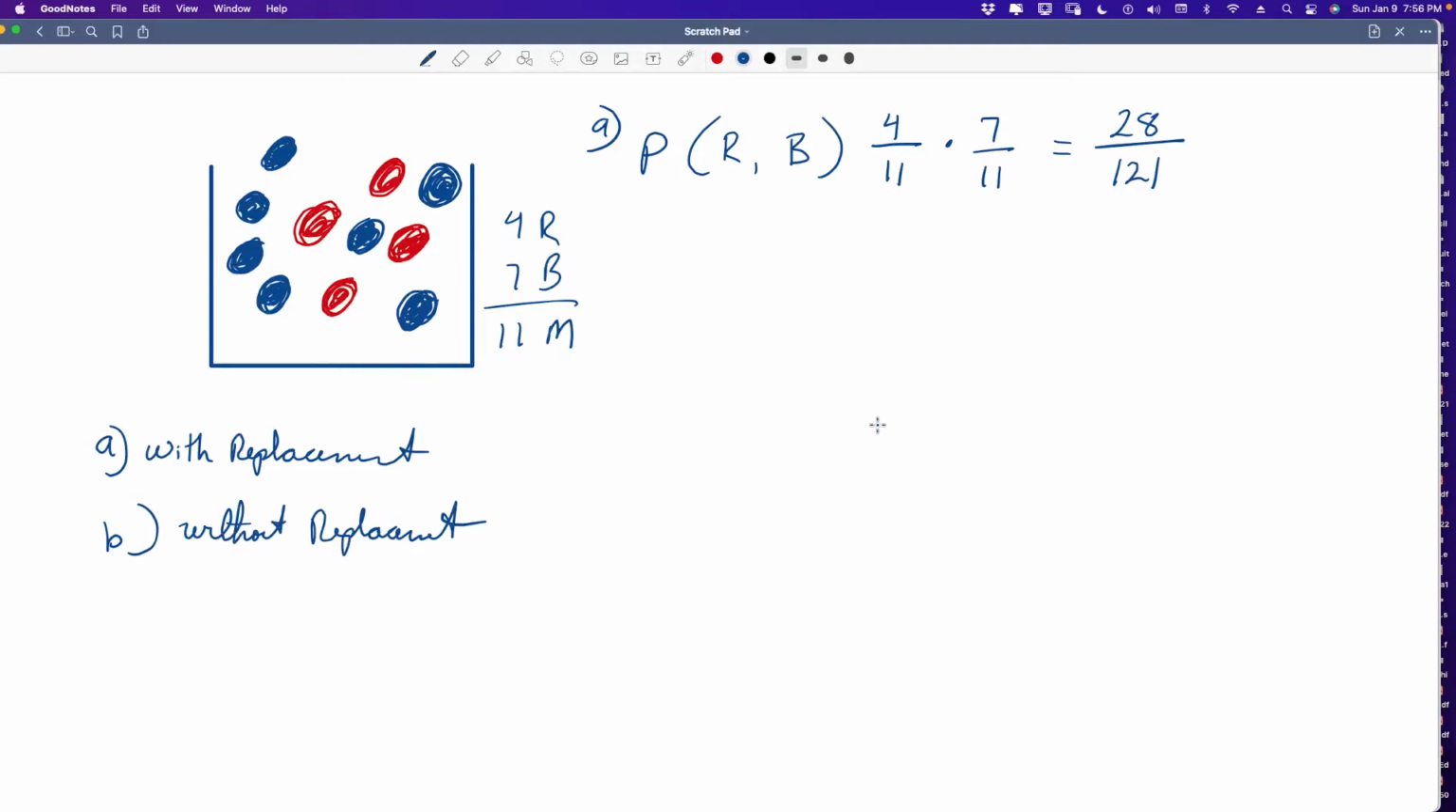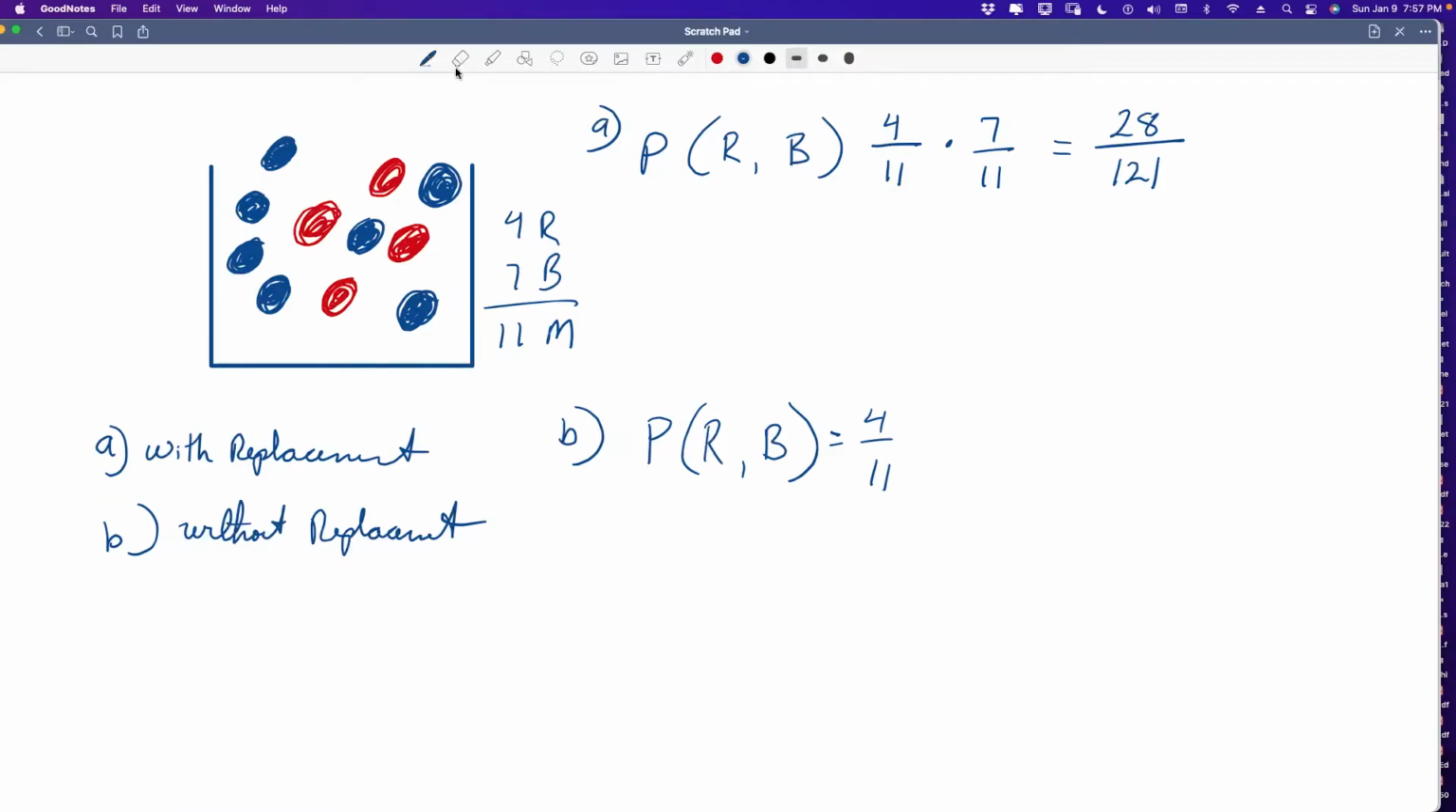So what about without replacement? How does that work? Okay, so it's just what it says. It means that you're not going to put that marble back in here. So let's do B here, without replacement. So the probability that I'll get a red and then a blue, but without replacement. All right, so that's going to be, when I put my hand in, I've got 4 red ones out of 11 total. So I have a 4 out of 11 chance, right?